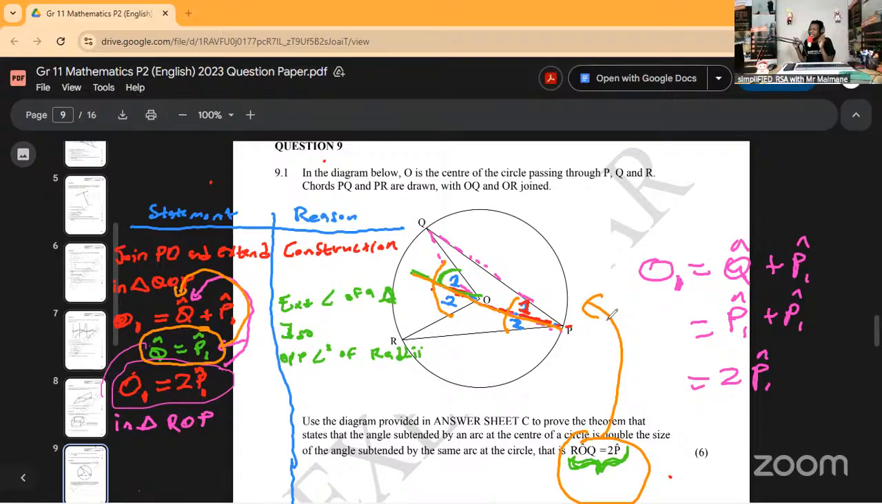Since my goal was to deal with P1 and P2 as well as O1 and O2, after having O1 equal to Q plus P1, I never needed the Q. I needed to get rid of the Q because my goal is to work around P1, P2, O1, O2. Oh, that's because we're proving the theorem. Yes. Okay, now it makes sense.